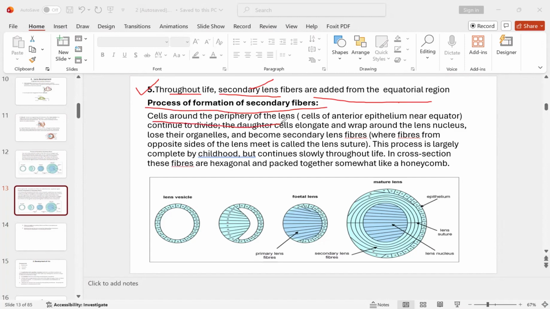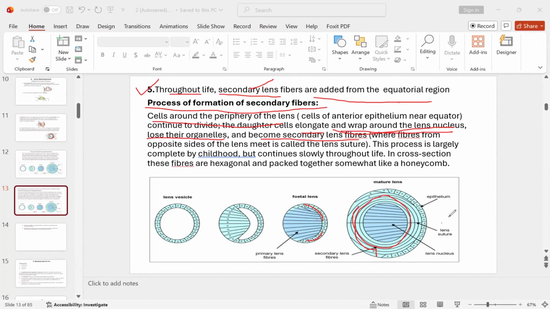Cells around the periphery of the lens. You can see in this diagram that around the periphery of the lens, this area, there are anterior epithelial cells. These cells will undergo elongation, and after elongation, these cells will wrap around the lens nucleus. You can see in this diagram that the cells are undergoing mitosis, they are elongating, and they are now wrapping around the lens nucleus. And as they wrap around the lens nucleus, they also lose their organelles and become the secondary lens fibers.